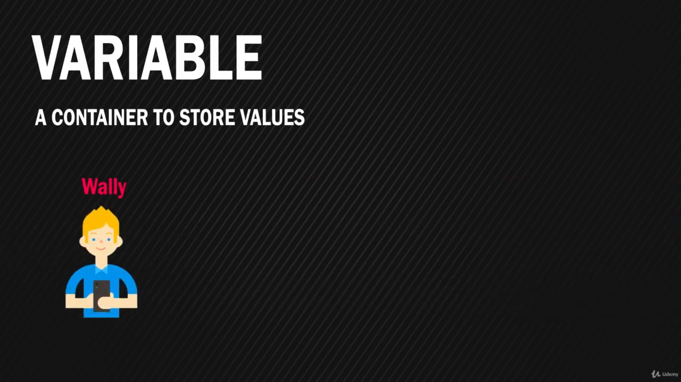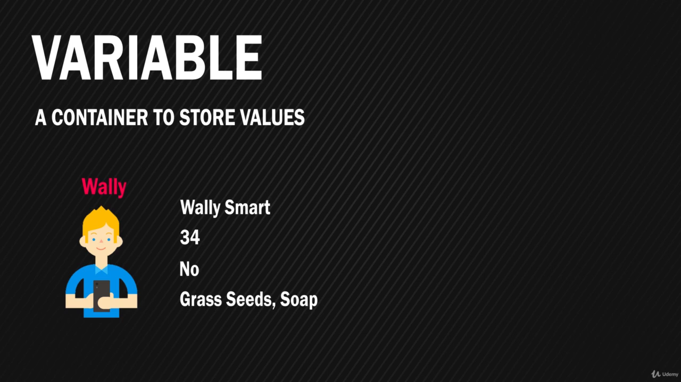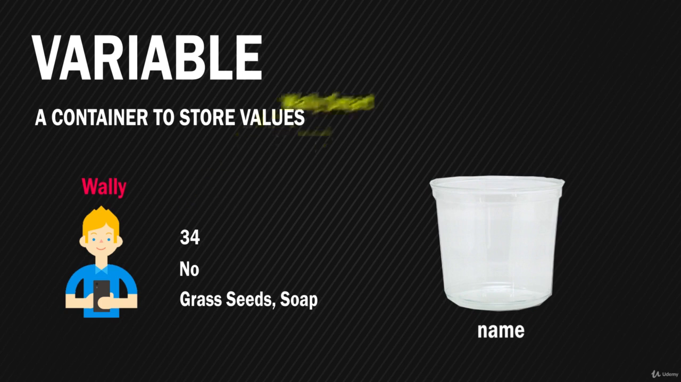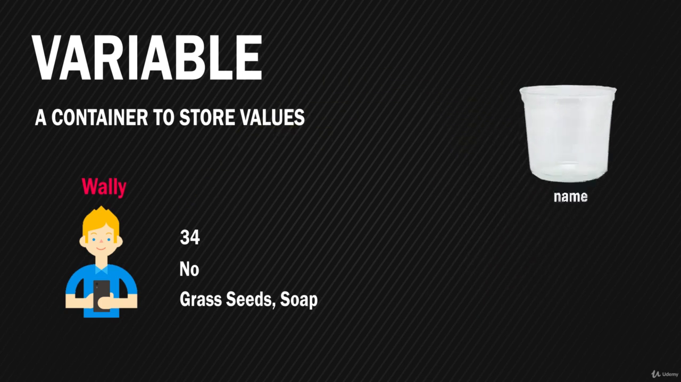So let's take our friend Wally again. These are values, but how do we store them? Well, let's look at each one. Let's create a container, which is just a variable. And let's name that name, because we're going to store Wally Smart's name in it. So it's almost like you taking a container and labeling that container. Let's label it name. And let's put Wally Smart into that container. Let's set that aside now.